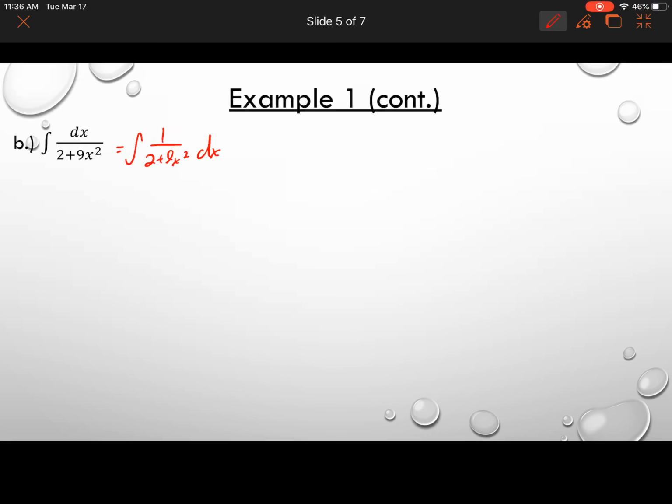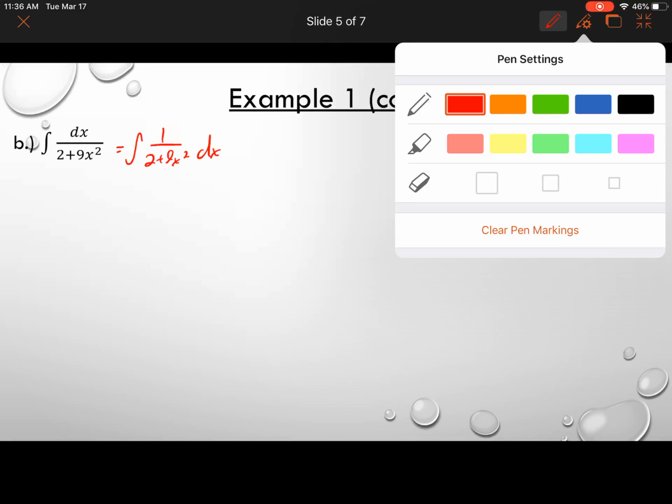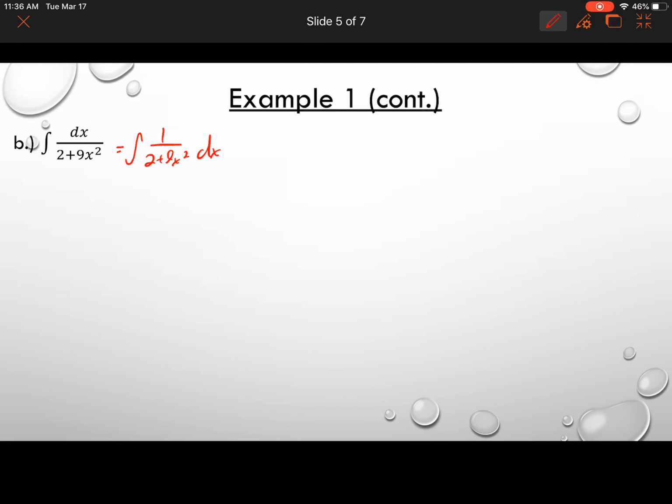So let's try to do the same thing. Let's try to make that 2 into a 1. In the previous problem, we did it by factoring out a 2. So we're going to do the same thing. We're going to factor out a 2. So 1 over 2, 1 plus, so the 2 becomes 1. The 9 just becomes a 9 halves, or a 4.5, if you want to write it that way. So that's what we have here.